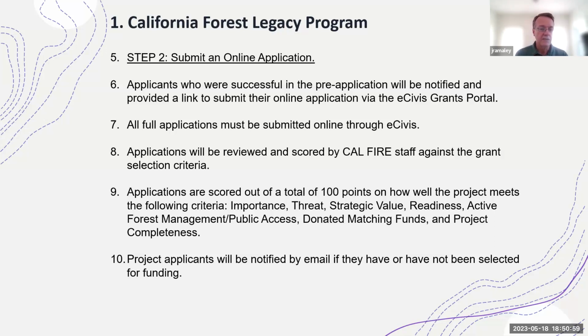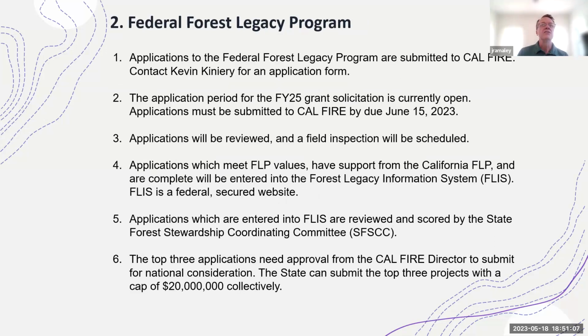And then we will notify them by email if they have or not been selected. I think that's actually auto-generated from our eCivils program. So the other program, which is the program that Dana just talked about, is our Federal Forest Legacy Program. Those applications are due June 15th, 2023. Kevin will be your main contact for that. These will be submitted online through the Federal Forest Legacy Information System, or FLIS. And this is the secure website that all applicants have to use.